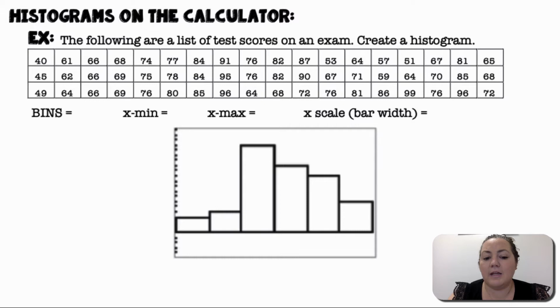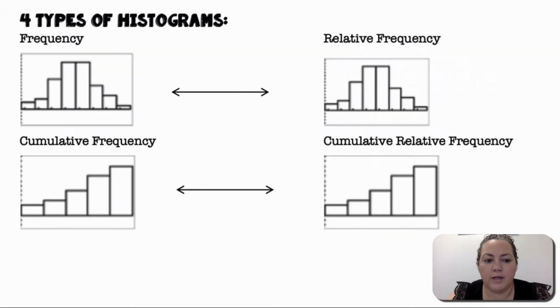So you go to Stat, Edit, and List feature, enter all the data in, and then you go to second y equals, which is the stat plots, and you can do that there. This is kind of what your graph will look like. Sometimes you have to adjust the window to make it look just right.